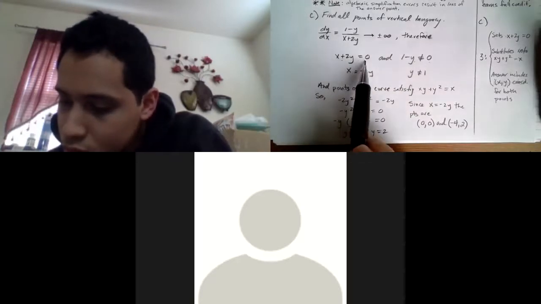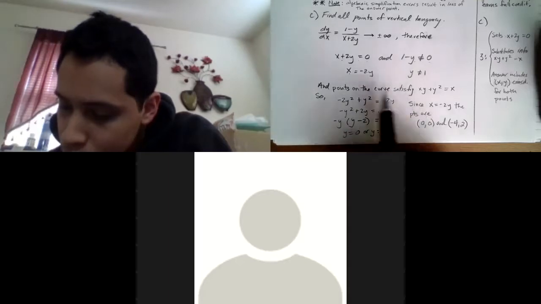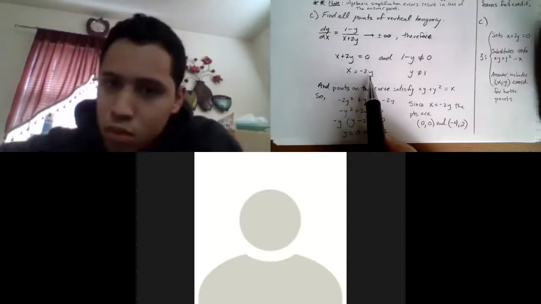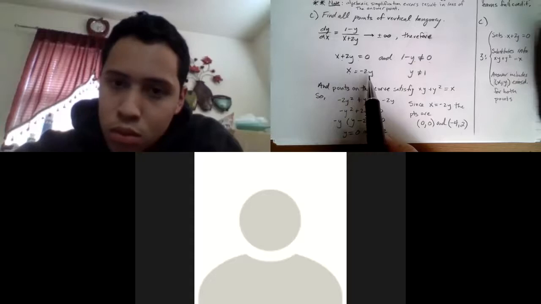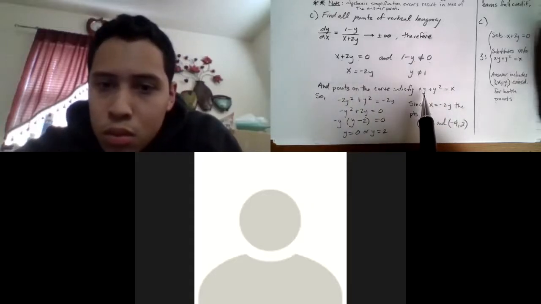So that x plus 2y has got to be 0. I solved for x here in anticipation of what I had to do down here in the final step. X equals negative 2y is not enough information to find points on the curve, but I also know that points on the curve satisfy the original implicit relation.